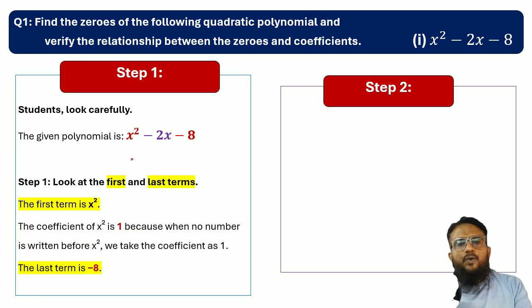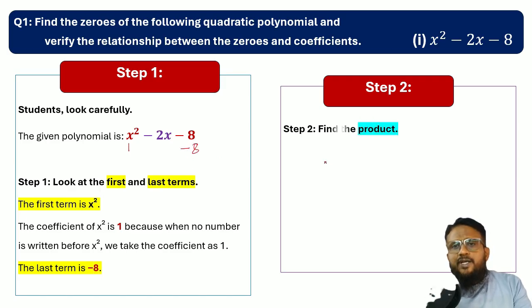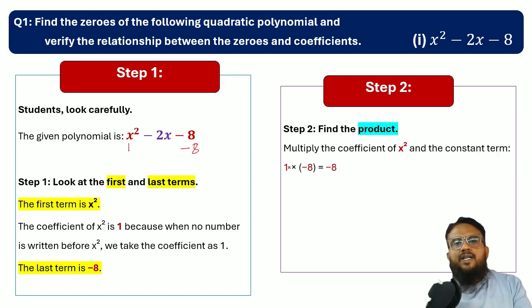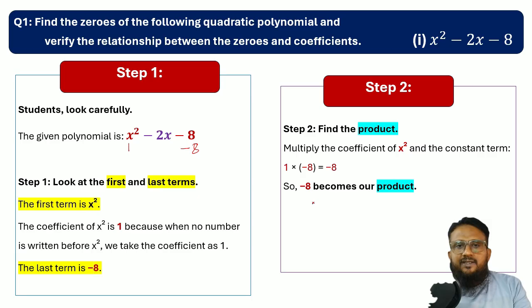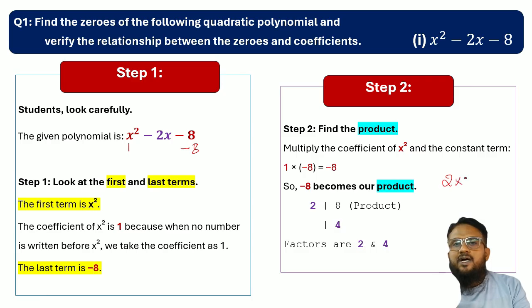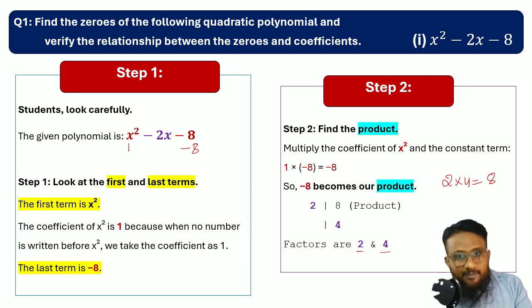Then students, once we understood what the coefficient of x square is, that is 1, and what the last term is, minus 8, to find the product we multiply the first term 1 and the last term minus 8. Our product is minus 8. Once we found that minus 8 is our product, 2 fours are 8. So that's why 2 and 4 are the factors of 8. Students, this is very important.